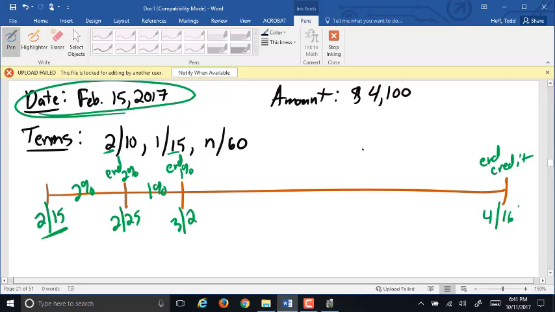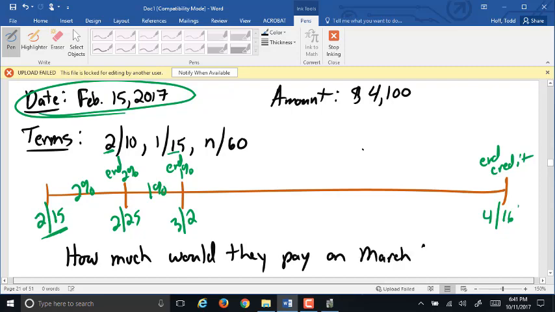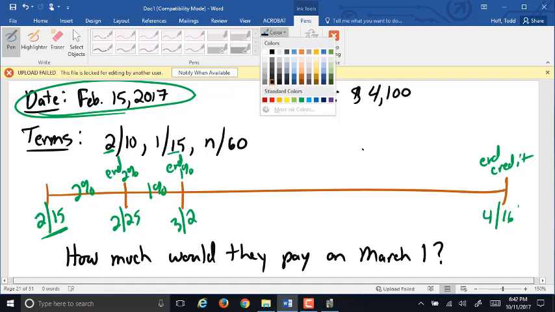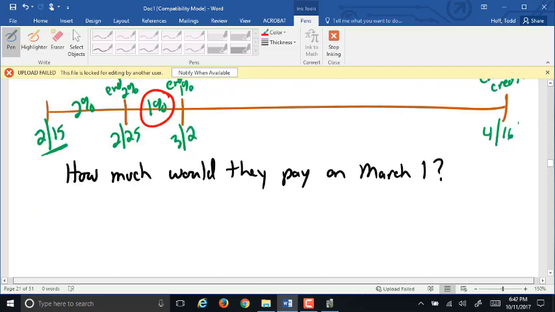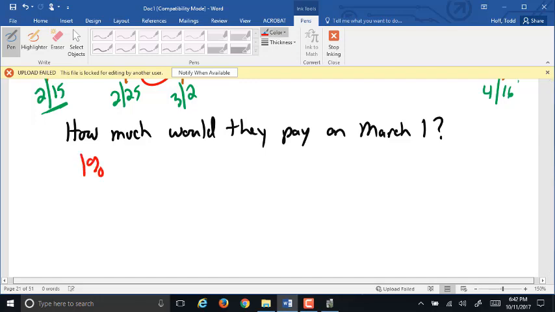Now, the next step here: how much would they pay on March 1st? Well, on March 1st, if they paid on March 1st, what discount do they get? It's 1%. So, remember, 1% discount means 100% minus 1%, which is 99% paid.